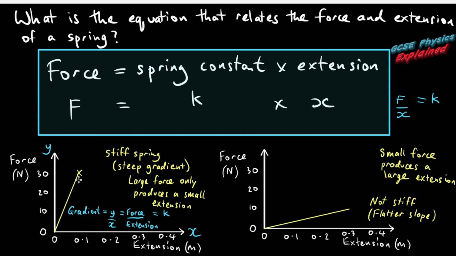So if we did 30 divided by 0.1, that'll give us our gradient, which would be 300 newtons per metre. Remember, the units of the spring constant is newtons per metre. Extension was in metres and force was in newtons.